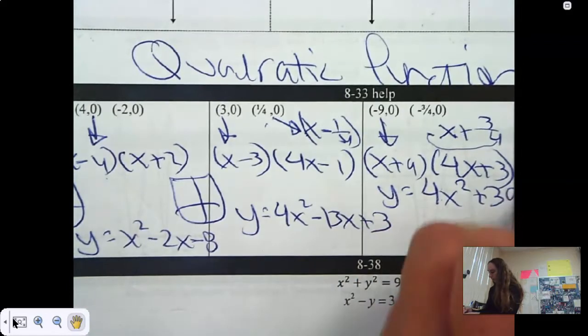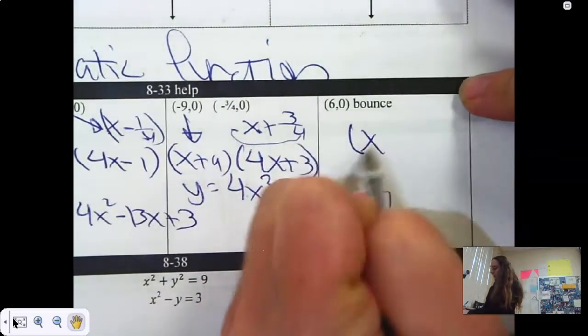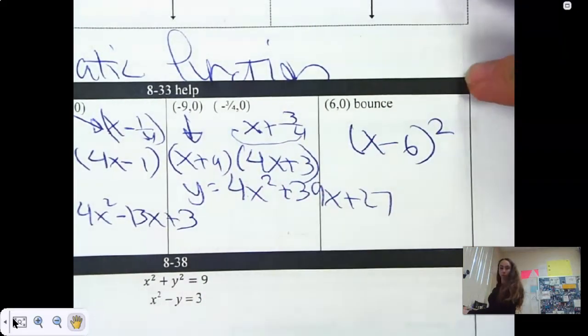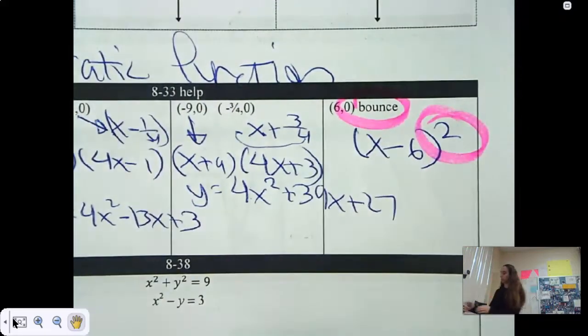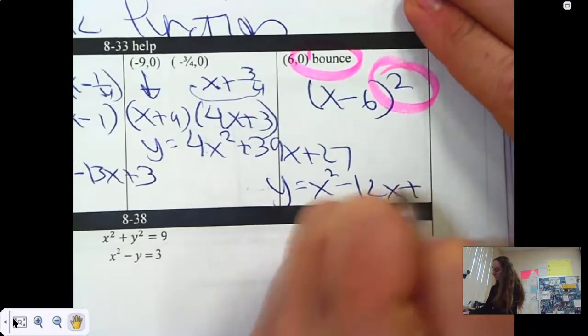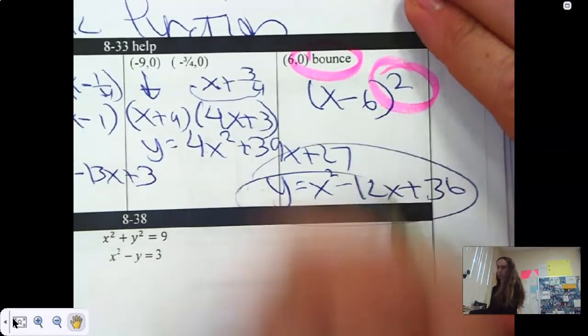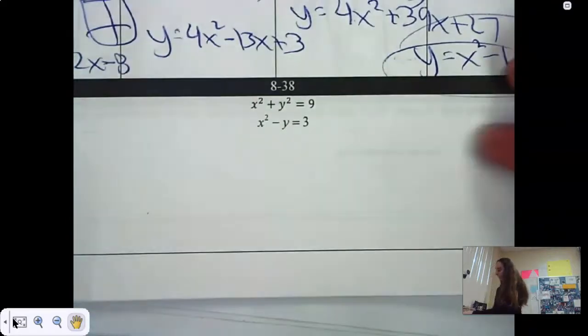I could have made mistakes. I'm going a little bit fast, okay? But you get the game. All right, last one, x minus 6, bounce, because that's what a bounce means. Box it out. Done. Okay? 838, we're going to do this one together.